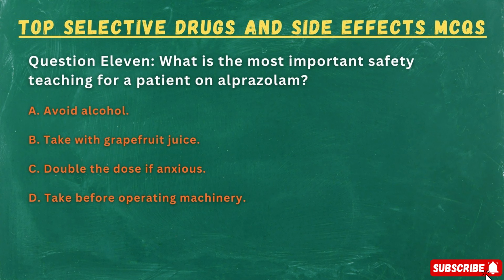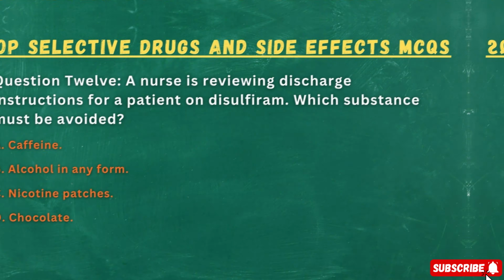Question 11. What is the most important safety teaching for a patient on alprazolam? A. Avoid alcohol. B. Take with grapefruit juice. C. Double the dose if anxious. D. Take before operating machinery. Answer: A. Avoid alcohol.